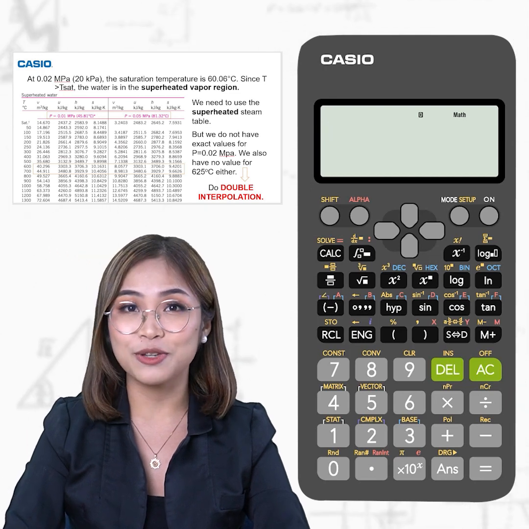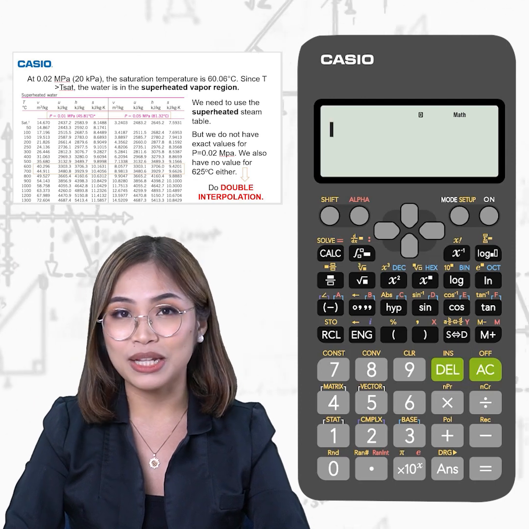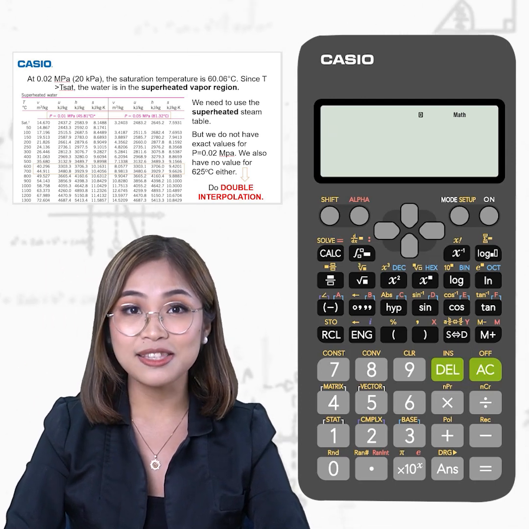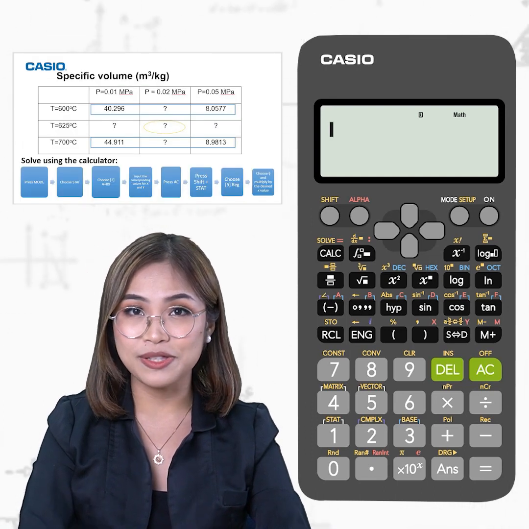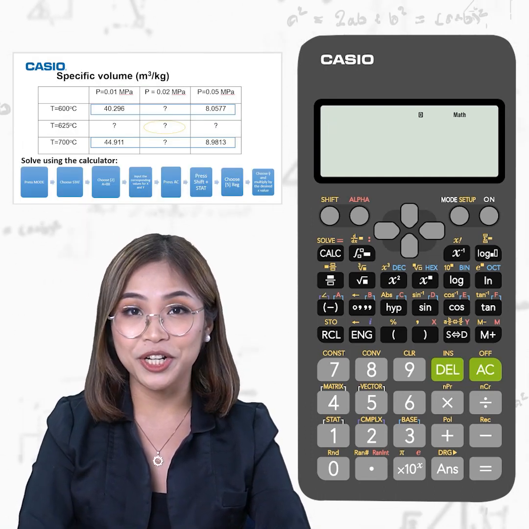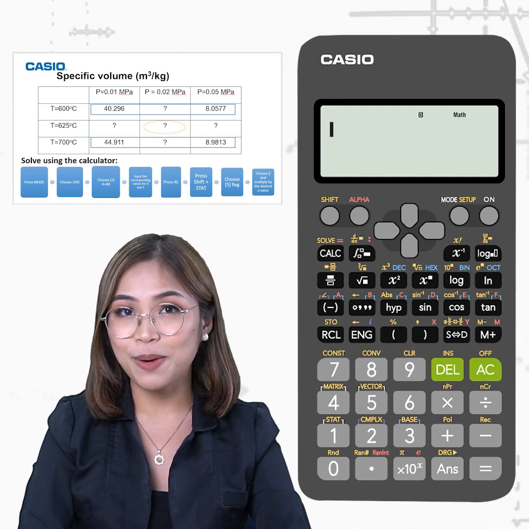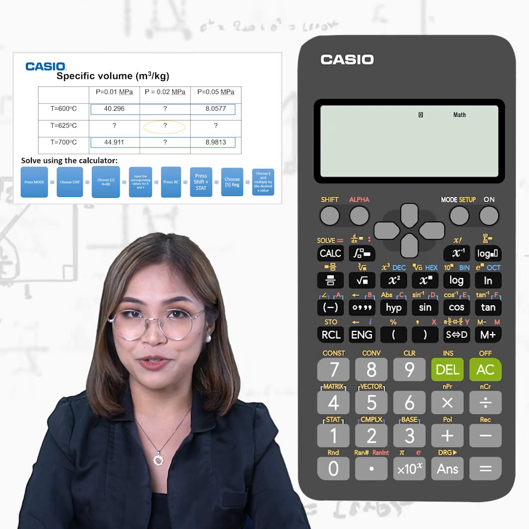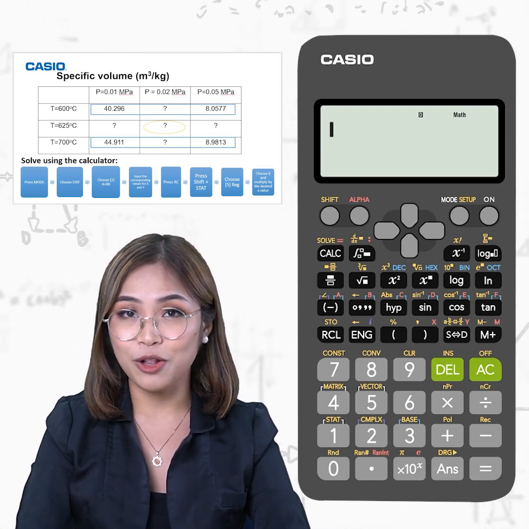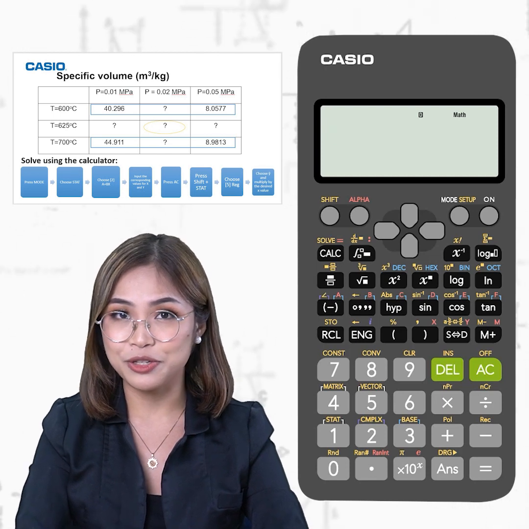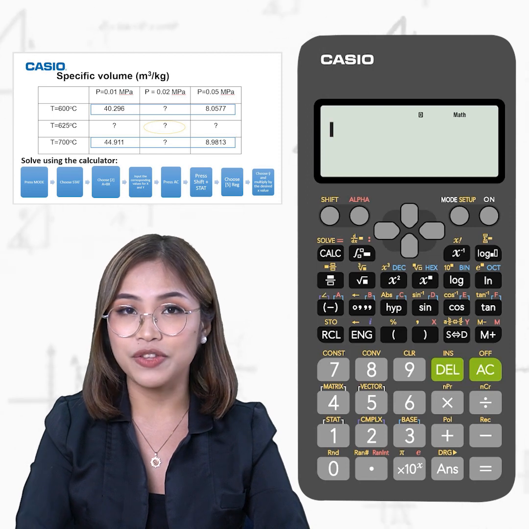What we need to do is to interpolate between the known temperatures and interpolate between the known pressures. This is called double interpolation. We will put the four known values, the specific volumes, at the corners of the table. Then, we label the rows and columns with the appropriate temperatures and pressures. In this diagram, the answer that we're looking for, the specific volume at 625 degrees Celsius and 0.02 megapascals, is at the center of the square.